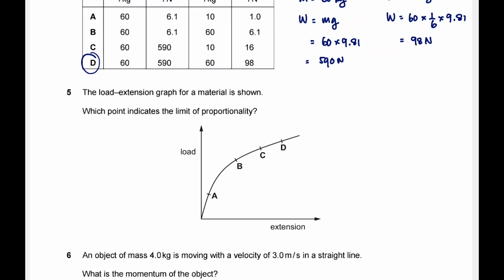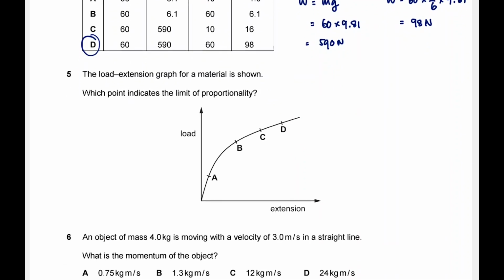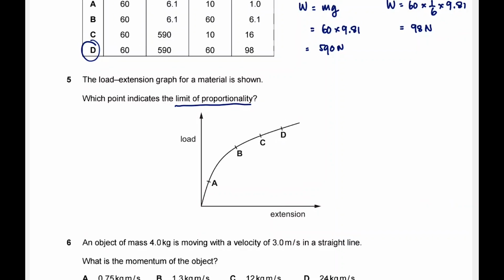Okay, number 5. The load-extension graph for a material is shown. Which point indicates the limit of proportionality? Okay, so the limit of proportionality is the point up to which the load and extension are still proportional. So after the limit of proportionality, the load and extension are no longer proportional. We can see up to point A, it's a straight line, so it is directly proportional. But from point A onwards, it starts to curve. Therefore, A must be the limit of proportionality.